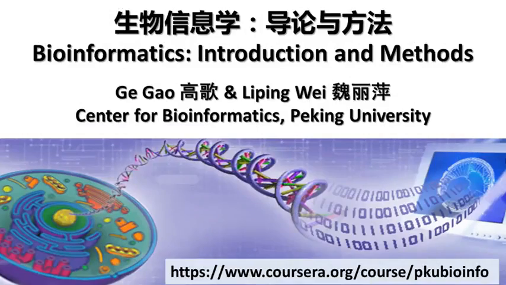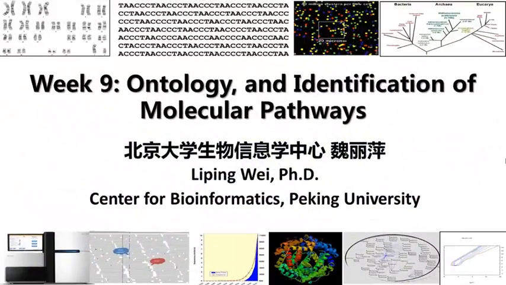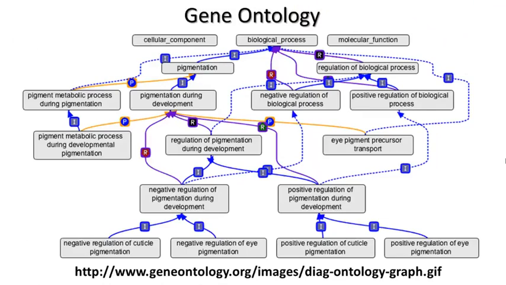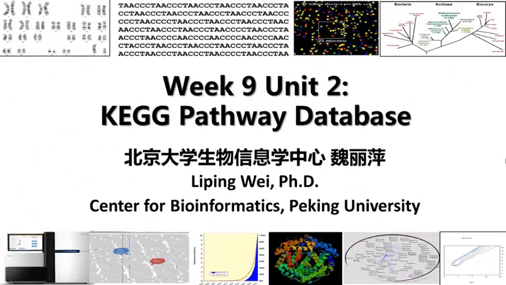Hey, welcome back. Let's continue with our week 9 lectures on ontology and identification of molecular pathways. In the last unit, we learned about the important concept of ontology, and we looked closely at the gene ontology, which is a hierarchical, common, controlled vocabulary to describe the molecular function, biological process, and cellular component of genes and gene products. There is another way of organizing and representing biological knowledge, that is, to organize the molecules into biological pathways. We'll take the KEGG pathway database as an example.